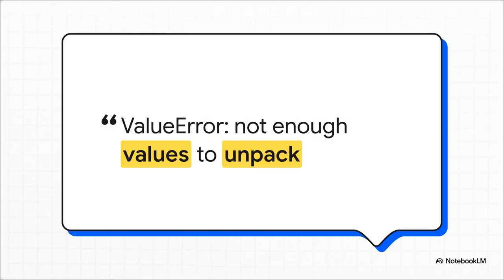And just like that index error before, if you ever see a value error when you're unpacking, it's not a bug. It's just Python's friendly way of telling you that the number of variables you're trying to assign to doesn't match the number of items in the list. It's a safety net that keeps your code predictable.